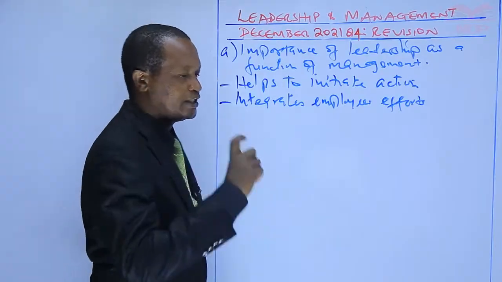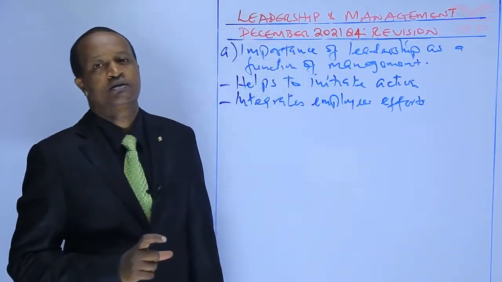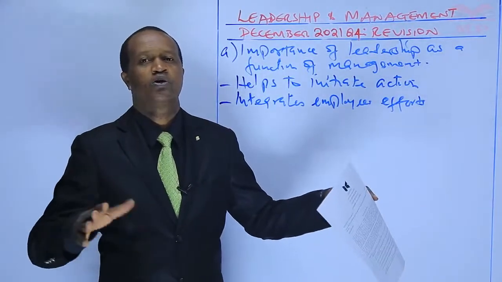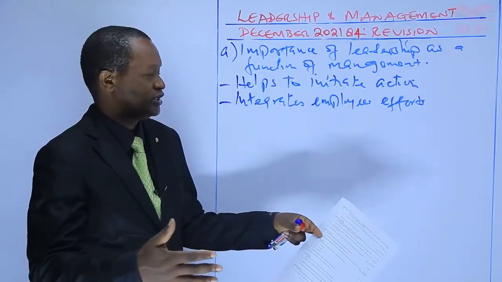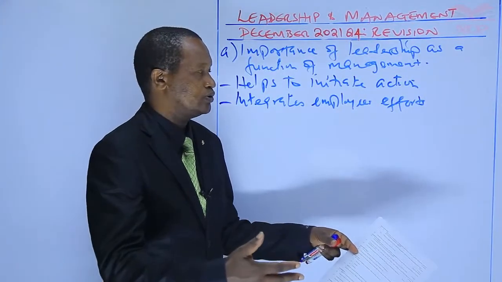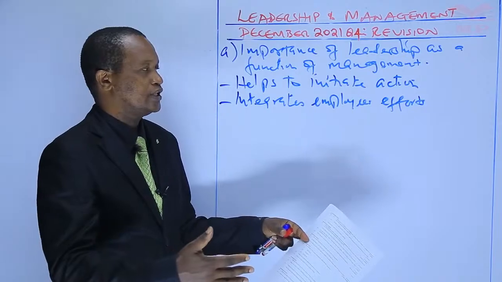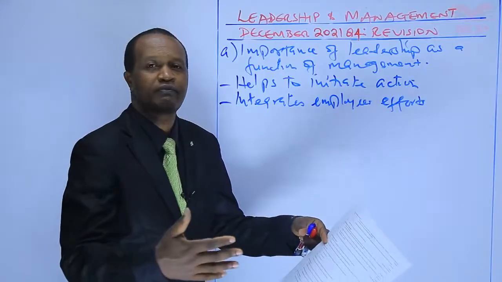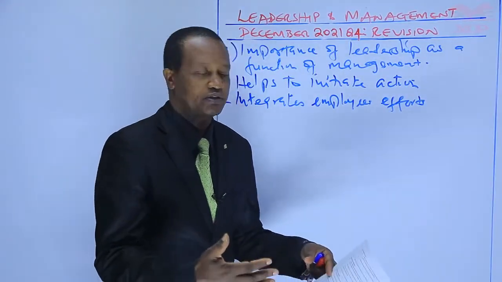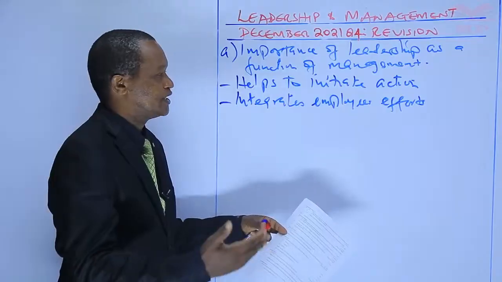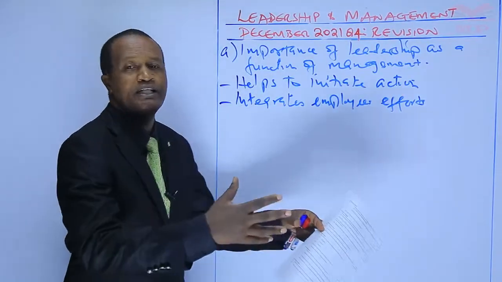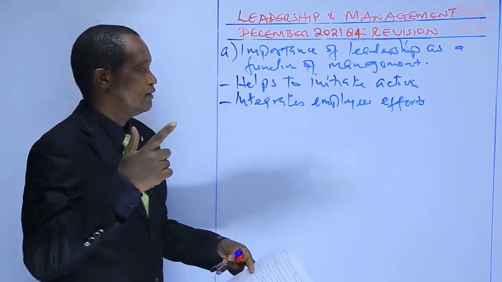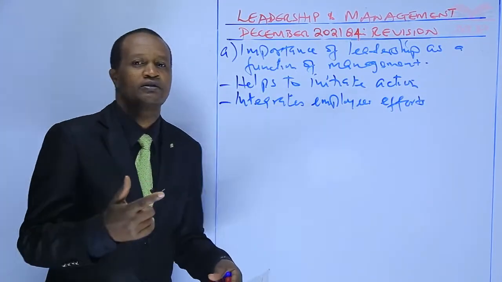The employees need a leader because employees perform different efforts. All these efforts that employees put into, or all these tasks that employees perform, are geared towards achieving general objectives. So all these efforts must be directed, must be integrated so that organizational objectives are met.